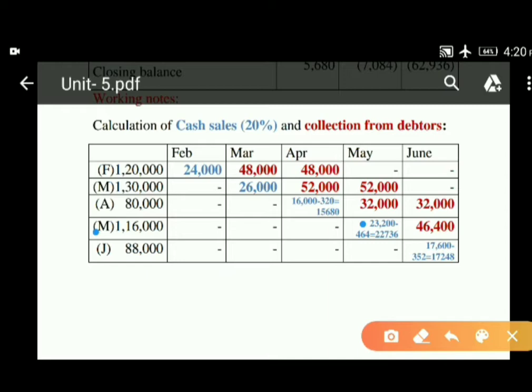that is 92,800. See here, out of 1,16,000, the cash sales are 23,200. Out of that, the remaining amount will be called credit sales. The credit sales amount is 92,800. The 92,800 will be collected subsequently, equally. So that is 46,400 in the month of June and remaining 46,400 in the month of July.